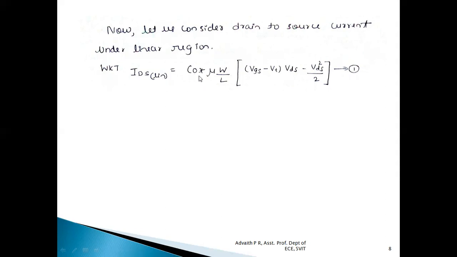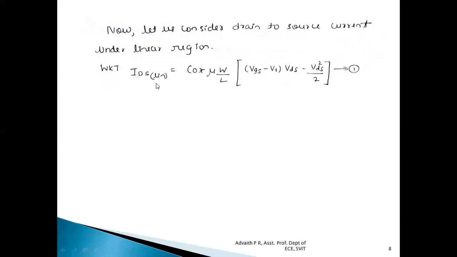COX is the oxide capacitance. Mu is the mobility of electrons or holes. If we consider an N-channel MOSFET, mu will be the mobility of electrons. If we consider a P-channel MOSFET, mu will be the mobility of holes. W is the width of the MOSFET. L is the length of the channel. VGS is the gate to source voltage. VT is the threshold voltage. VDS is the drain to source voltage which we have applied.